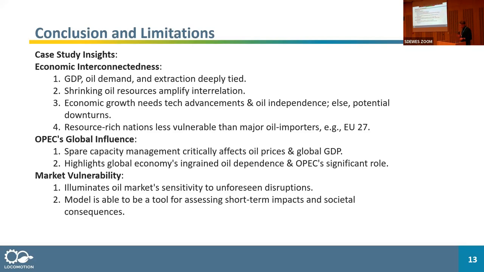From the three case studies, we can say that GDP and oil demand and extraction are deeply tied. Shrinking oil resources amplify this interrelation, so they have strong implications for our economic development if we don't change the system as it is. We need to do this transition fast to prevent economic downturns. Resource-rich nations are obviously less vulnerable than oil-importing nations. We could prove that the OPEC countries have a strong impact on the oil economy, on price development and demand development. And market vulnerability is also modelable with this model. We can see that the oil market is a really sensitive structure.